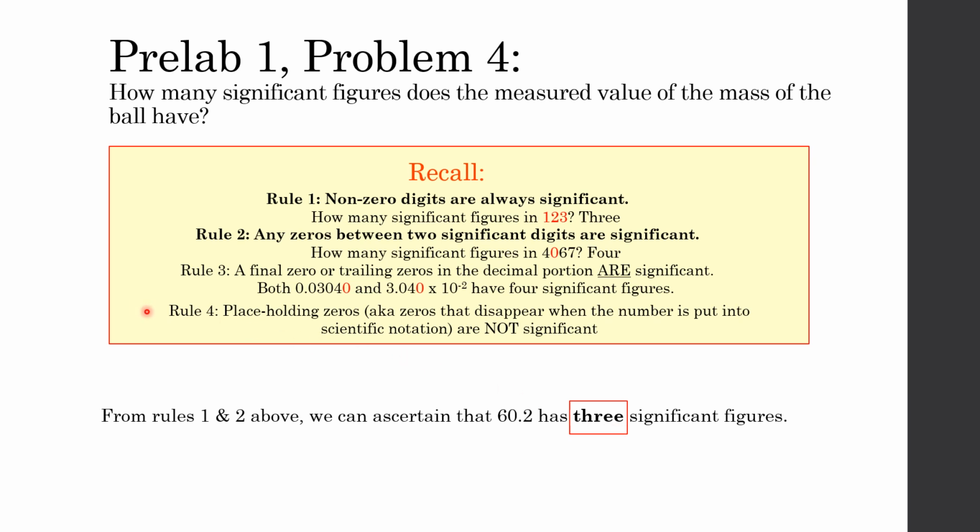One thing that I did want to mention is that rule 4 talks about our placeholding zeros. Placeholding zeros aren't significant. They're zeros that are going to disappear when the number is put into scientific notation. So that's a really good test. If you're not sure about whether or not a zero is significant, put it in scientific notation. If that zero goes away, then it's not significant.